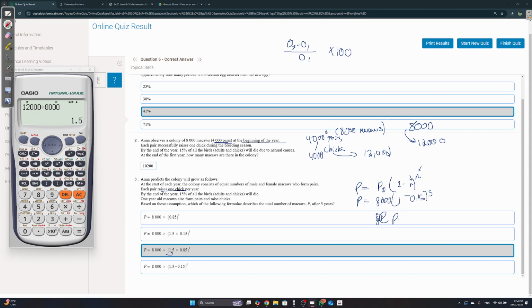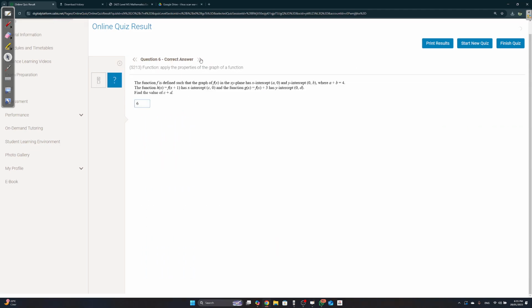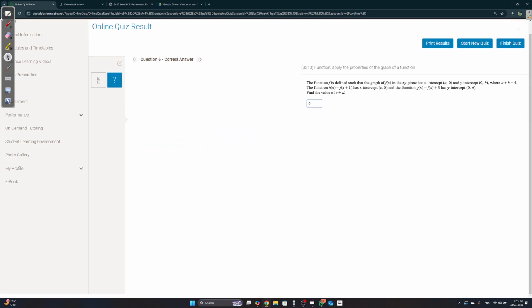So the formula is P equals P0 times the growth ratio times (1 minus r), all of that to the power of n. So it's going to be 1.5 times (1 minus 0.15, which is 0.85) to the power of 5. You can actually try this on the numbers here and see if it works, and it will be correct. Anyway, question 6.